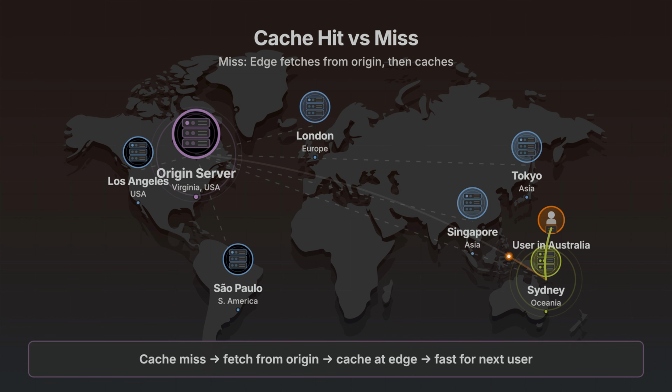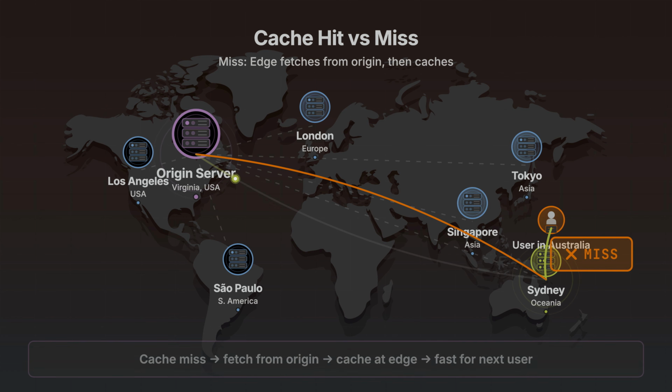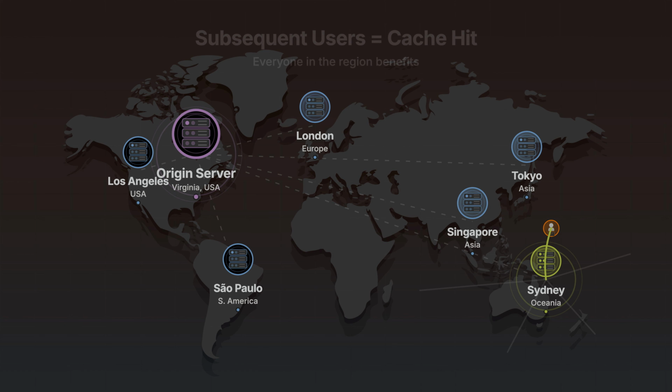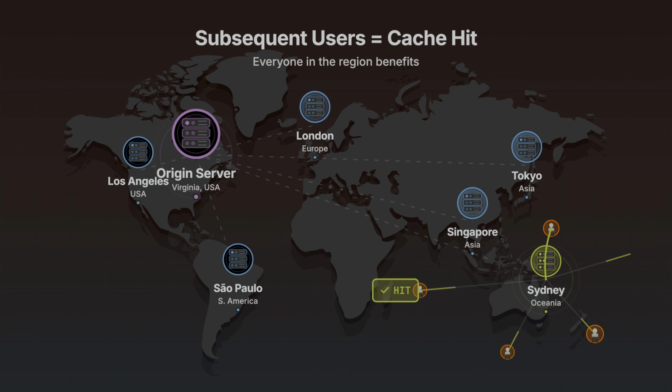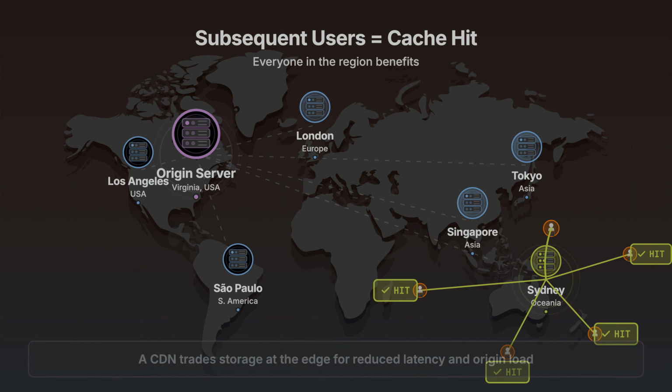If it's a cache miss, the edge server fetches from your origin, serves the user, and caches the response for next time. Now every subsequent user in that region gets the fast path. To put it in a few words, a CDN trades storage at the edge for reduced latency and origin load.